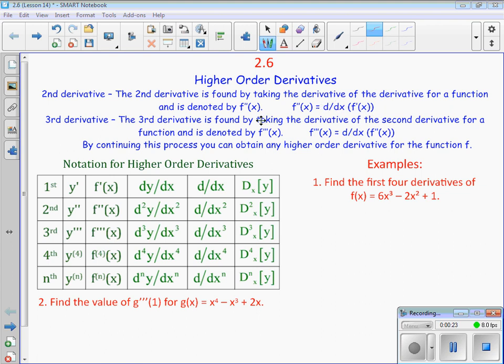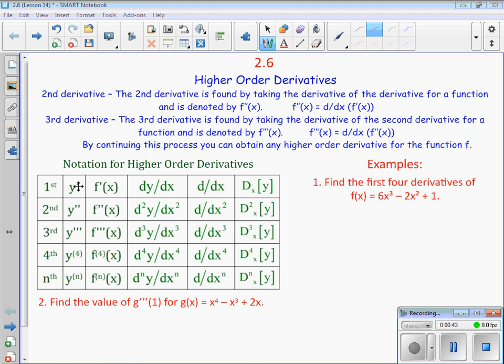Okay, third derivative, you take the derivative of the second derivative, and that's f triple prime of x, or the derivative of f double prime of x. And you can continue, and you can find as many derivatives as you want. So here is how it's denoted for those.